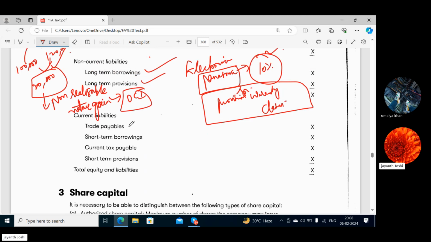Now, current liabilities: you have trade payables, short-term borrowings, current tax payable. All this you have to settle within 1 year. So all the obligations which you have to settle within 1 year are nothing but current liabilities.